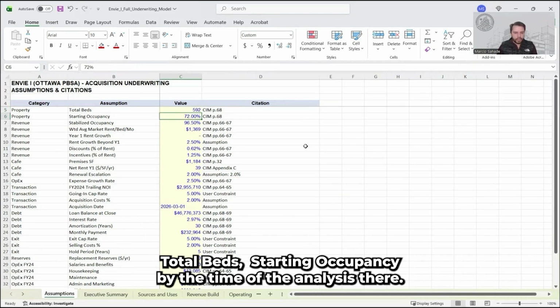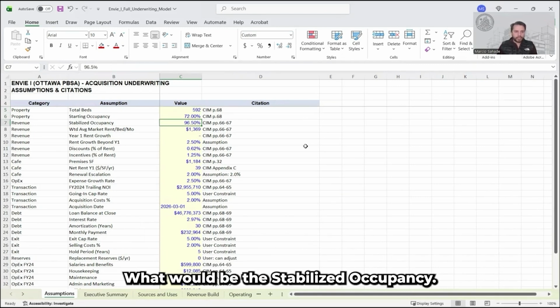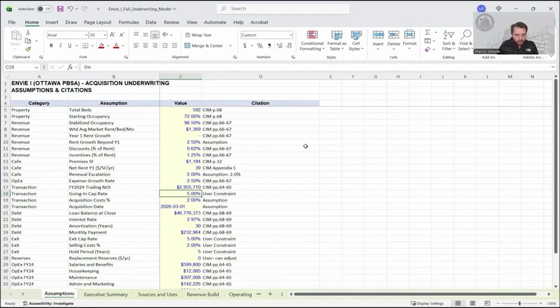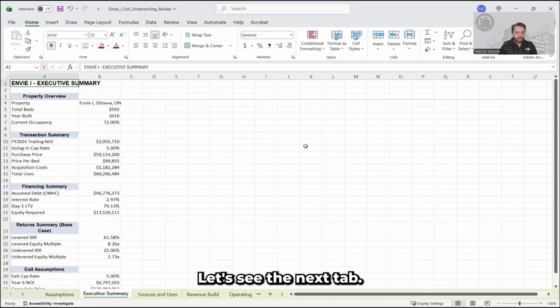Total beds, starting occupancy by the time of the analysis there. What would be the stabilized occupancy? Okay, average market range, rent growth, 0% in year one, 2.5% beyond year one, as we previously stated. Okay, all the assumptions are here. Let's see the next tab.